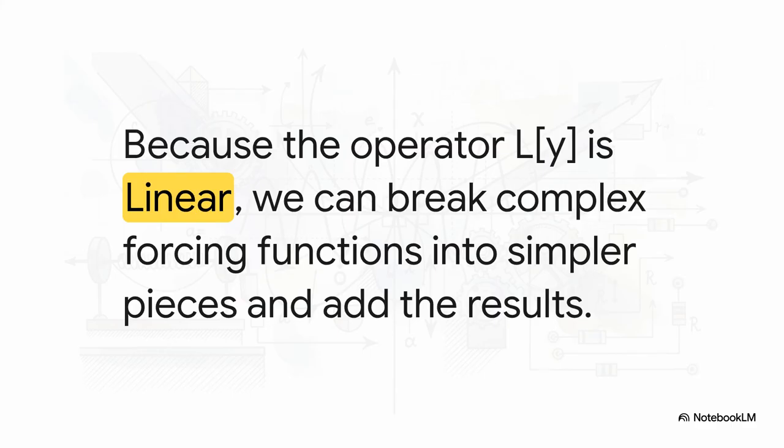Basically, the left side of our equation, the part with all the derivatives, behaves in a linear way. And what that means for us is that we can take a really complicated forcing function, break it up into simpler little pieces, solve for each piece one at a time, and then just add all the solutions together at the end. It's a classic divide and conquer strategy.